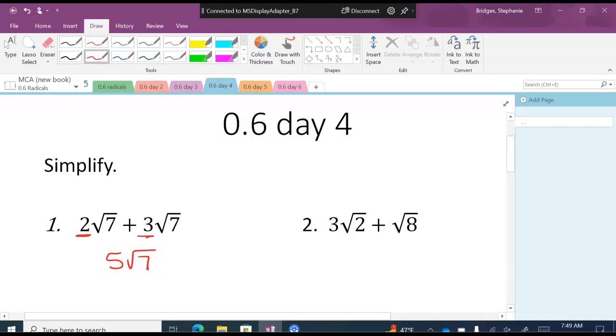The only other thing I would try to do is see if I could simplify any further. Does 7 have a perfect square in it, or can it simplify at all? No. So that's exactly how we're going to leave our answer right there.